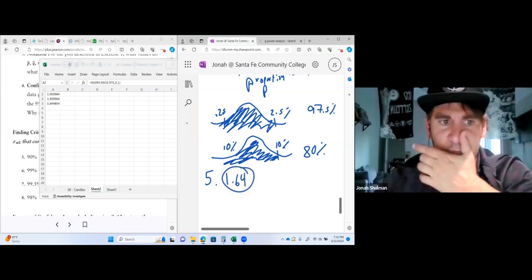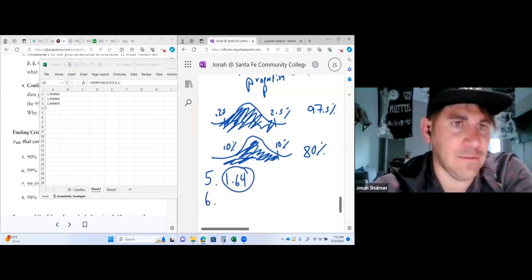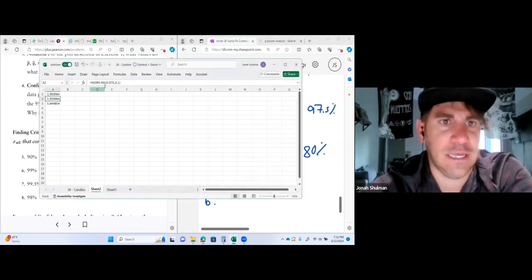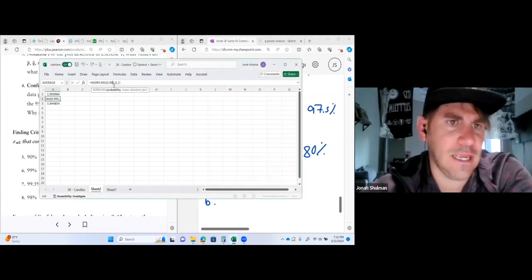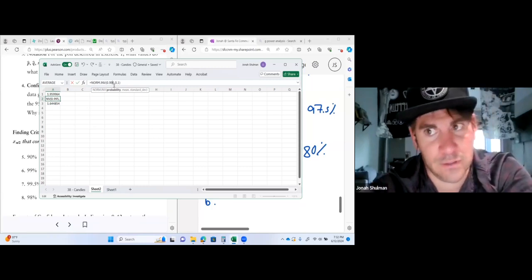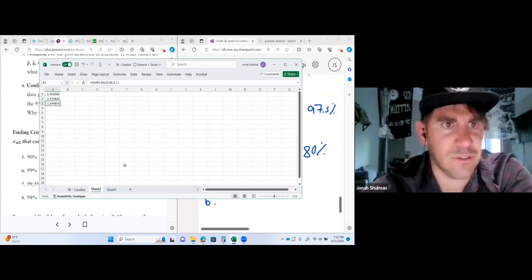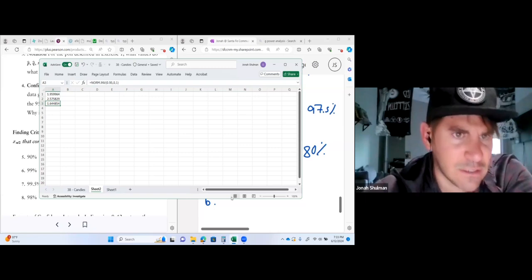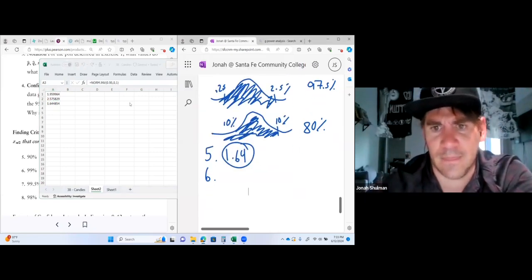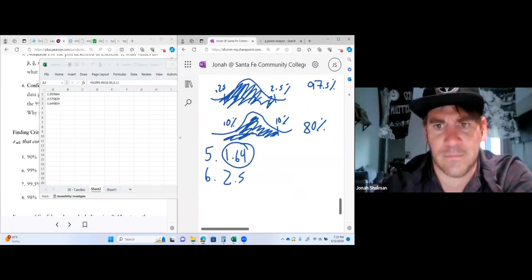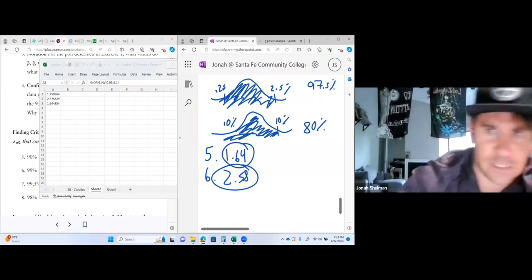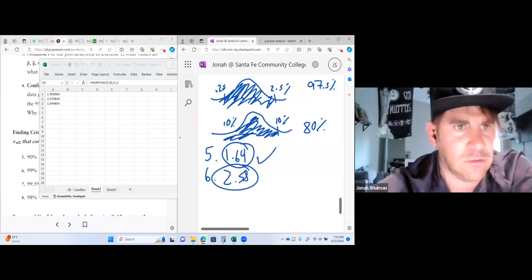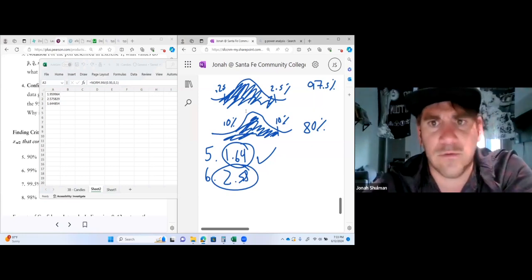1.64. And for 6, if it's 99, basically I have to take this and make it 99 and a half. And this means our critical value is 2.57, 2.58. I might as well look them up in the back and see if I did it right. Nice, correct.